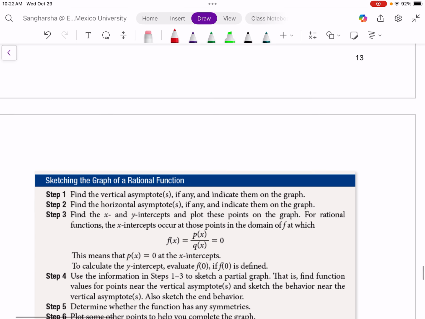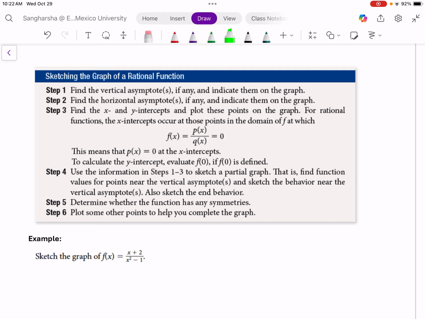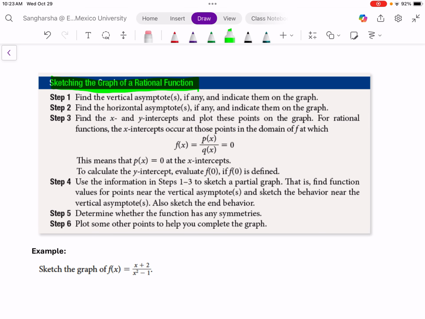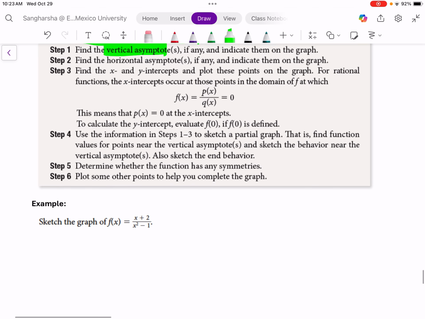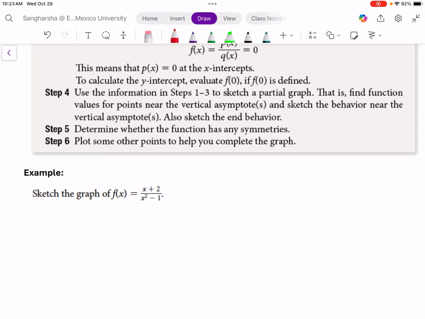Okay, now let's see what we have next. Now we have to know how to sketch the graph of a rational function. You can always use your graphing calculator to sketch a graph. But if you are asked to show all this detail, then whenever you have a rational function, we always need to find the vertical asymptote. So let's go ahead and start with the vertical asymptote for this function.